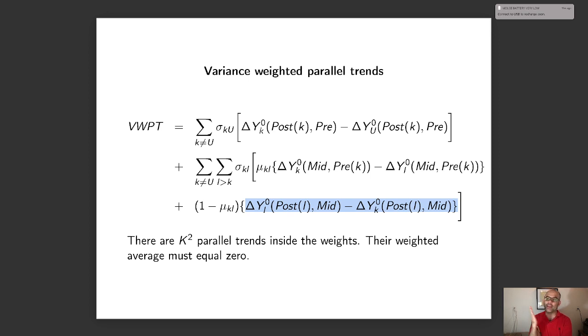But for the weighted average to be zero and not all of them to be zero is like pure luck. Okay? It's pure luck. It's like a knife edge kind of condition because it would be just so random that would be the case.